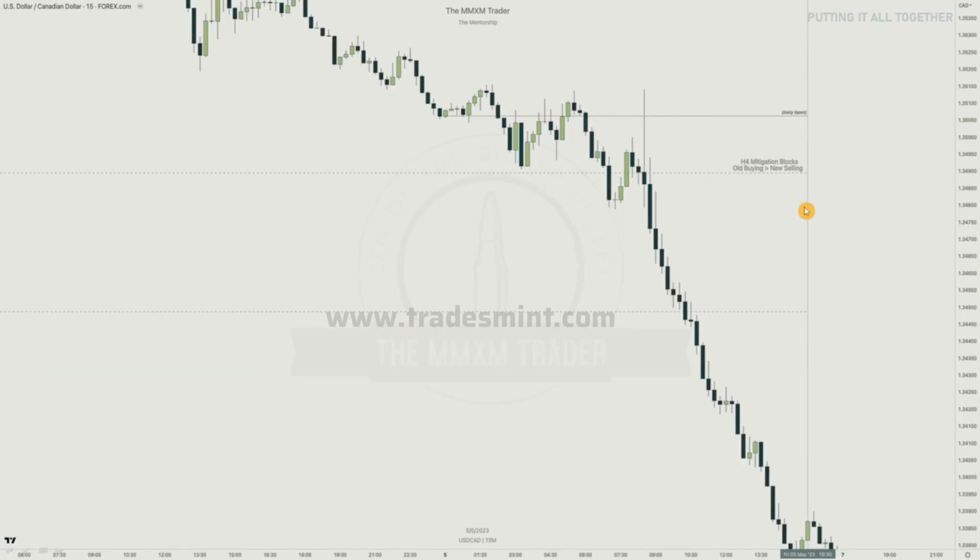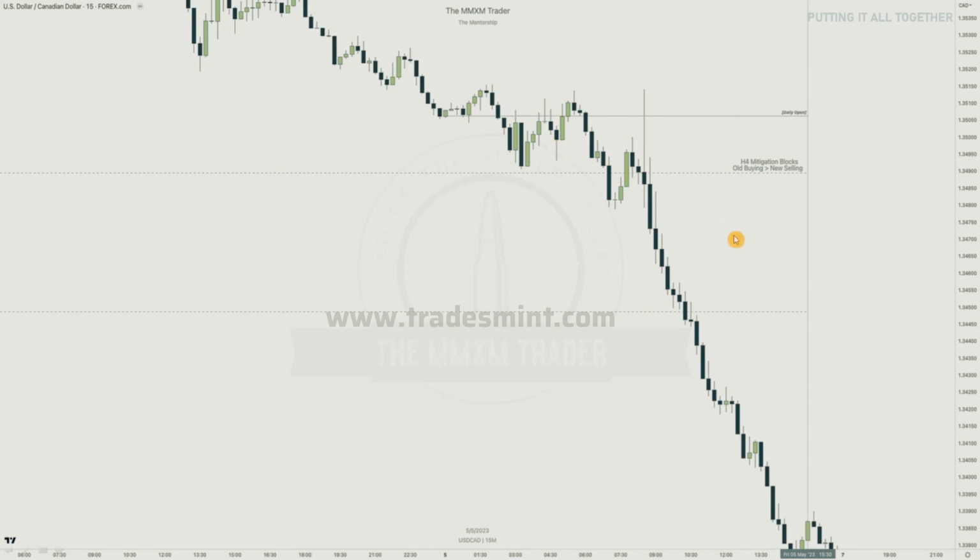So now we're going to a 15-minute chart, right? And remember that old area of buying, right? That bullish order block to the left of our chart. We outlined that in time to the right, right? And over here, we can see a new area of selling occur.